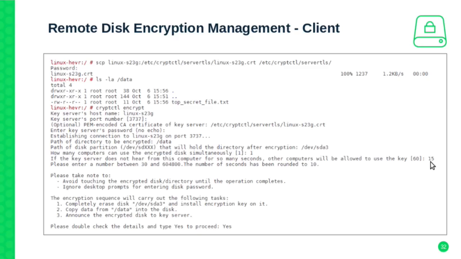Then you configure the heartbeat interval. I put, I think, 15 seconds. So the heartbeat is how the key server checks if this partition is still unlocked, every 15 seconds in my example here.